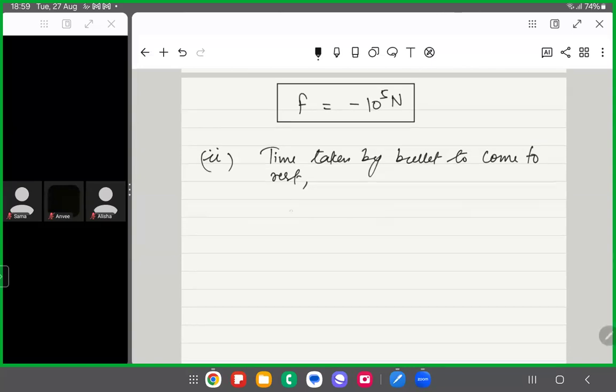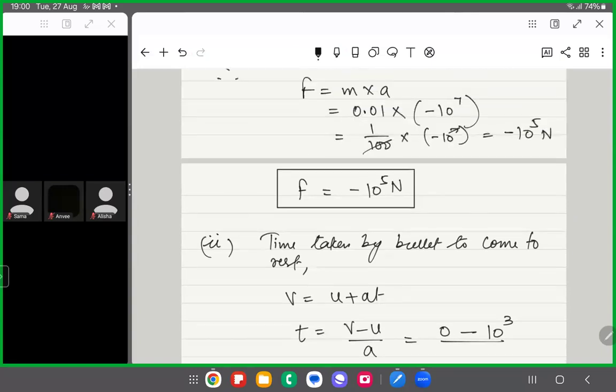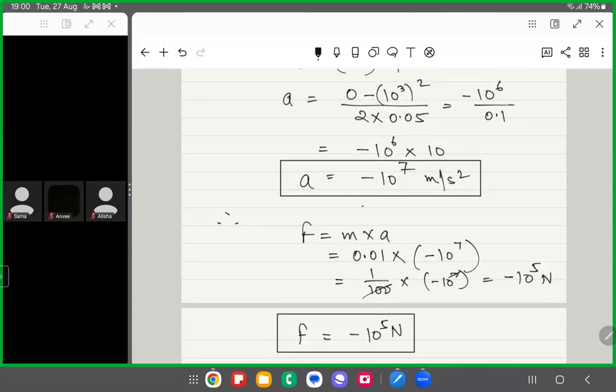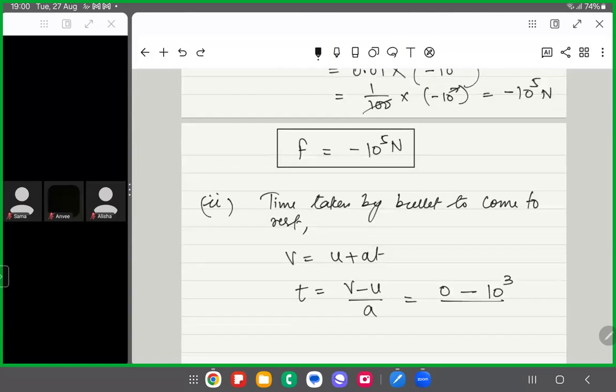Now we know that again the first equation of motion: v is equal to u plus at. Okay. Now acceleration you know, u you know, v you know, t you can easily find out. Are you getting my point? Right? So acceleration will be v minus u upon t. Right? Final velocity is 0. Initial velocity is 10 to the power 3. It is already given in the question. And acceleration, oh sorry, time. This is a and this is t. Yeah. And acceleration we have already found out here, that is minus 10 to the power 7 meter per second square. So write it here.